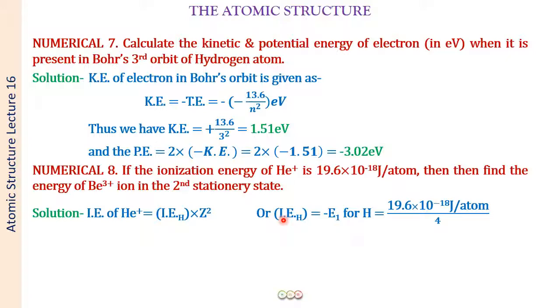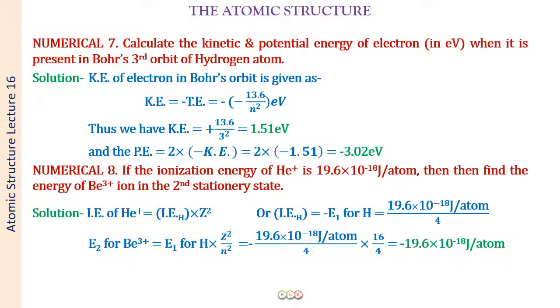that becomes the ionization energy. So this is going to be 19.6 into 10 power minus 18 divided by 4, because we have given the ionization energy of helium plus. Divide this by 4, you get the ionization energy for hydrogen, and the energy for hydrogen atom is going to be the negative of this energy. So for beryllium plus 3, E2 is going to be E1 for H into Z square by N square. So this is minus 19.6 into 10 power minus 18 joule per atom divided by 4 multiplied by 16 by 4. 4 is the Z for beryllium and N is 2.